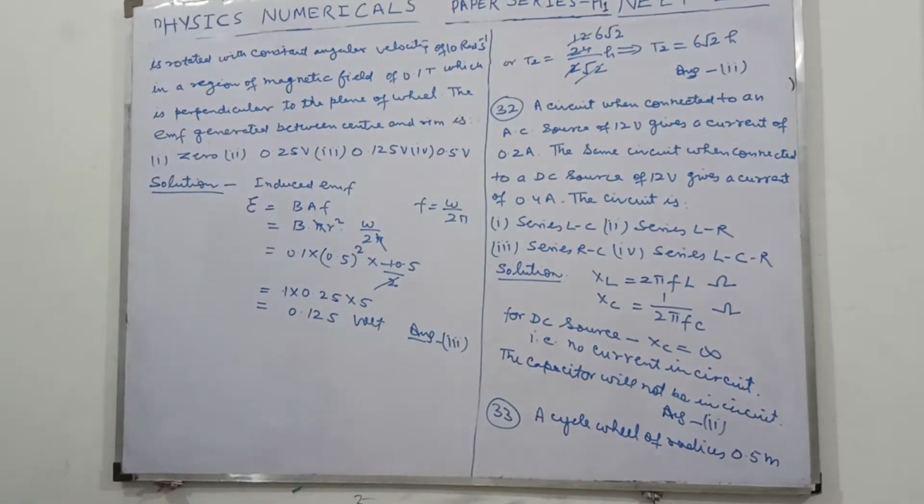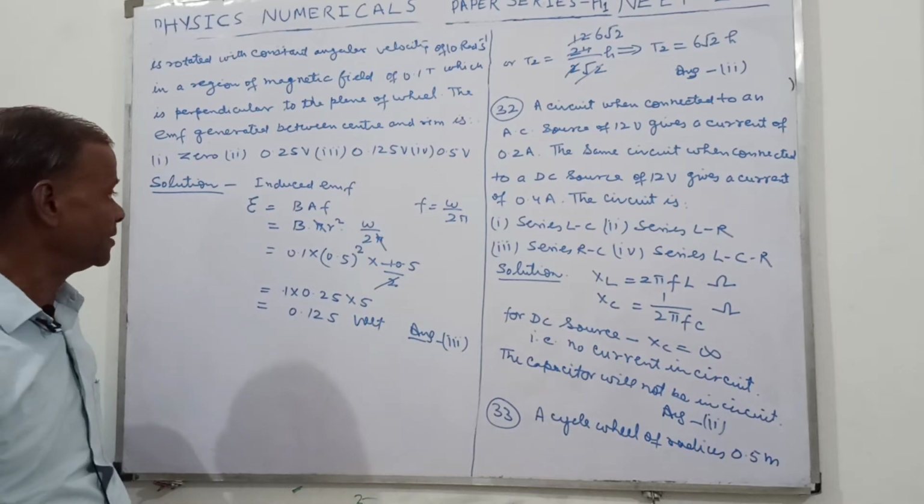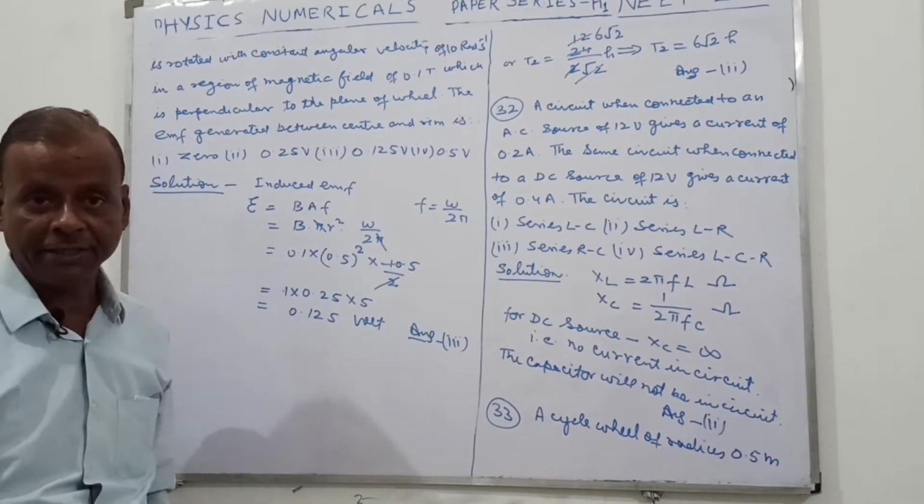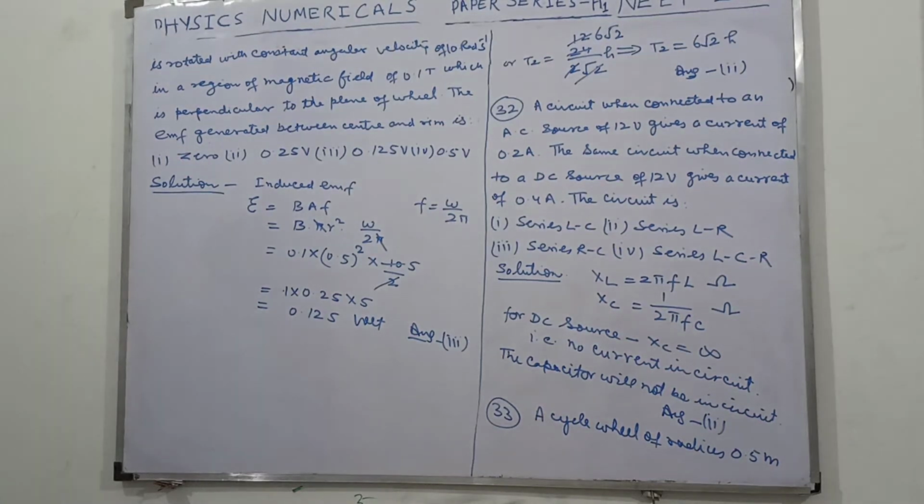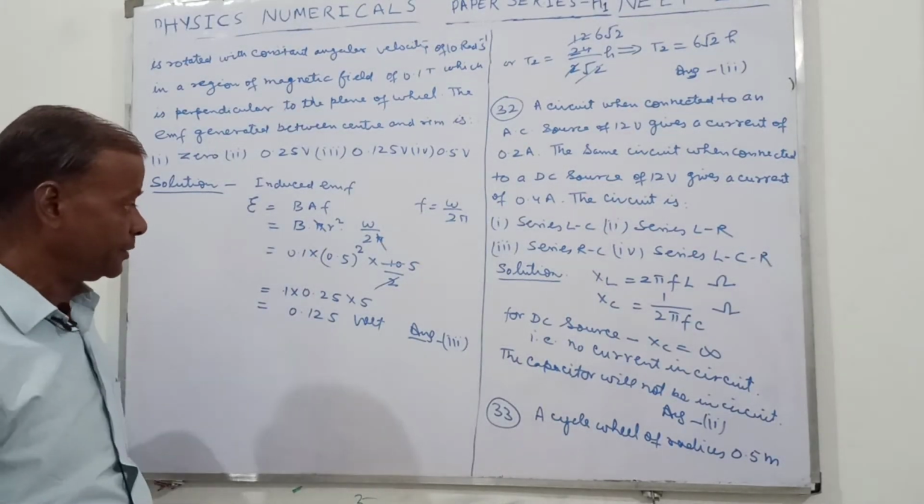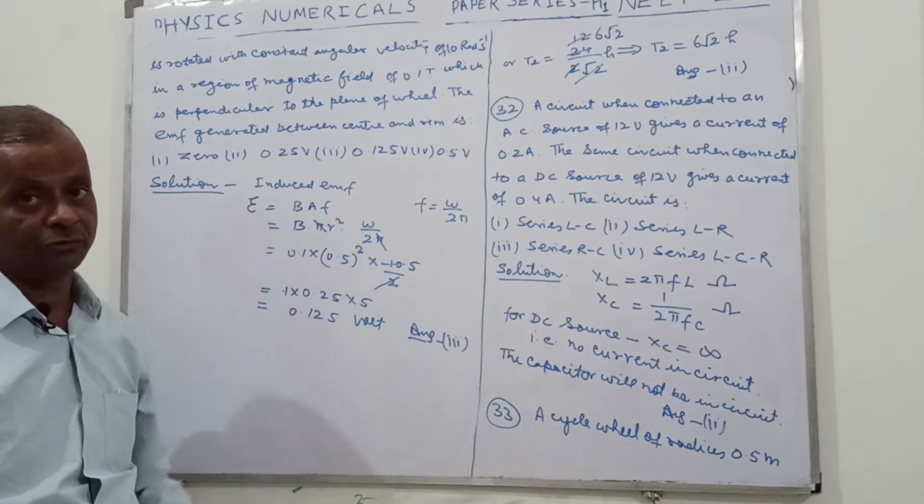So we have a little calculation by applying the formula E equal to BAF. This has to be remembered. The same is in case of rod. When rod is being rotated in the magnetic field perpendicular to it, then the same formula holds there also.